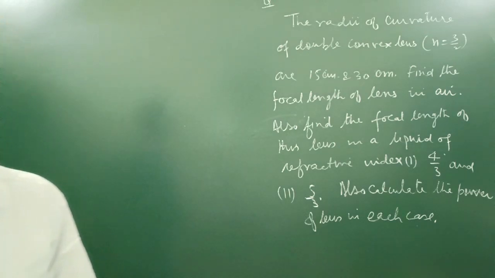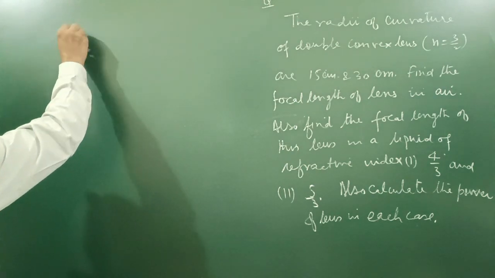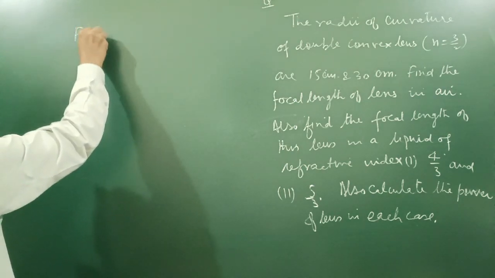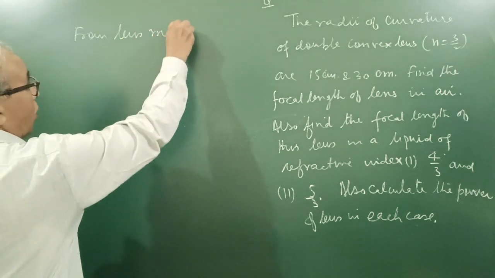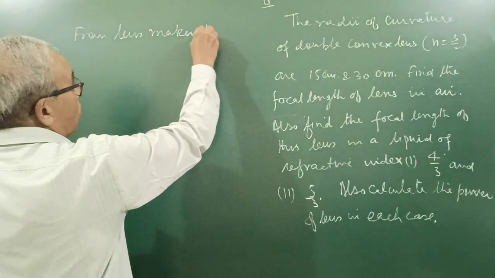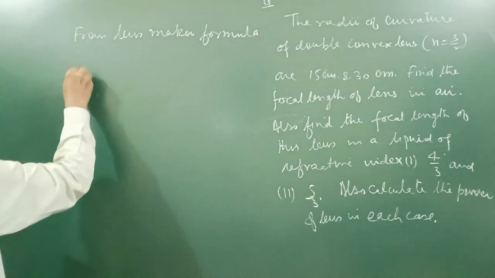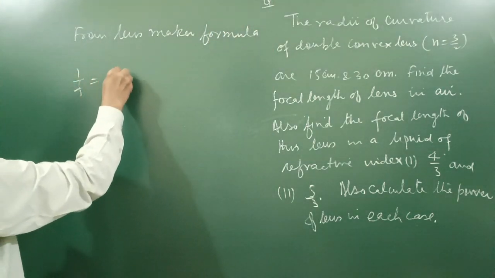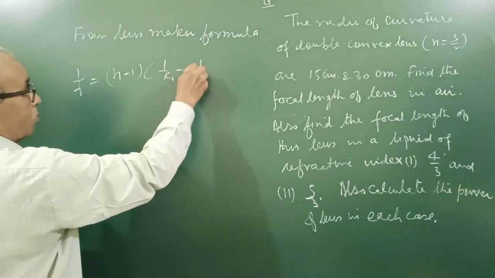This is a very important question. We know the solution from the lens maker formula: 1 upon f equal to n minus 1 into 1 upon r1 minus 1 upon r2.